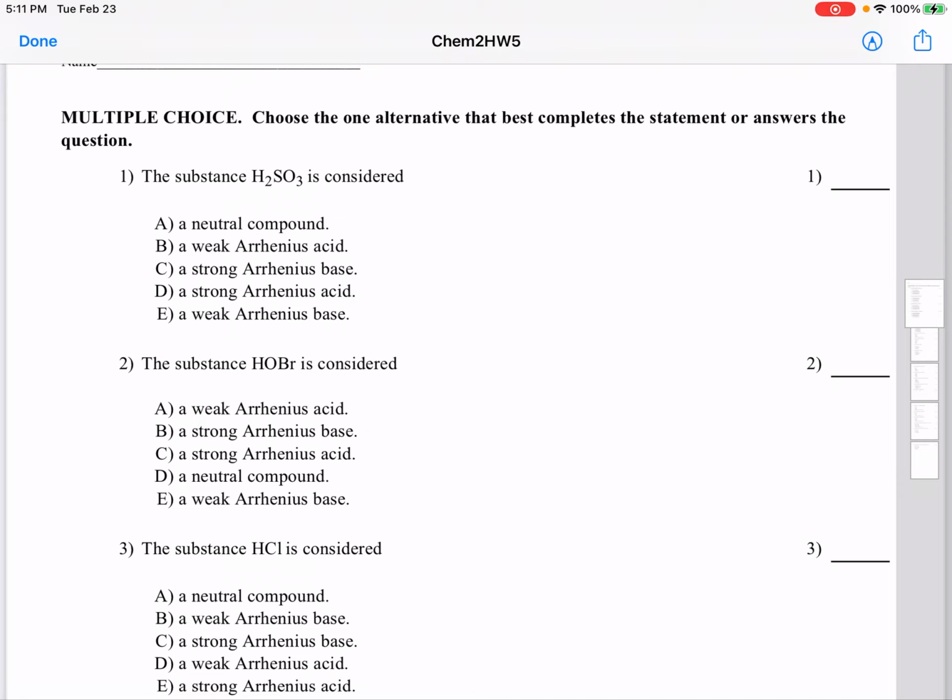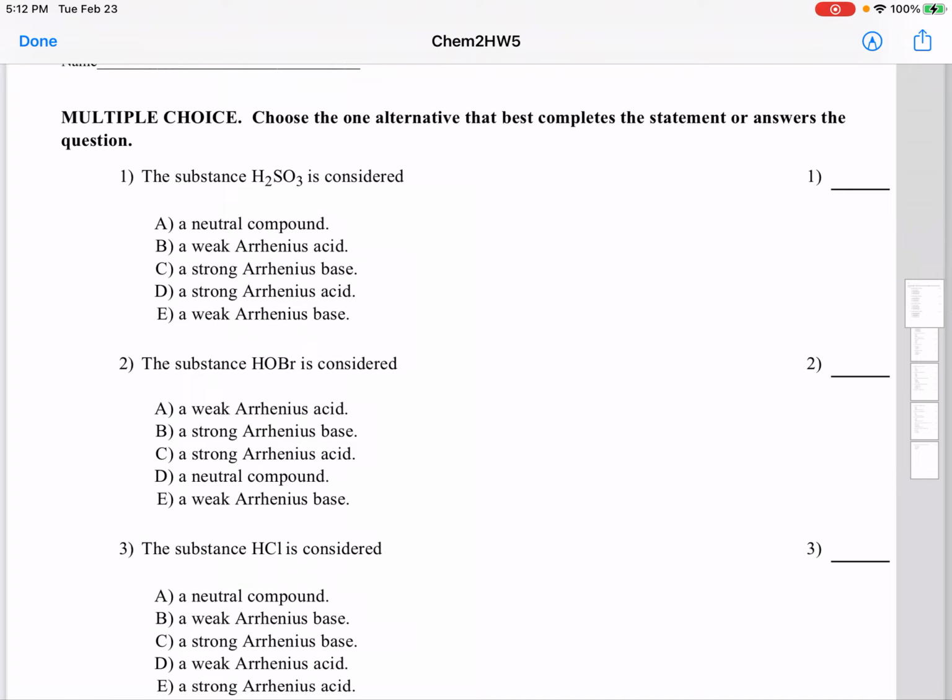And for the Bronsted-Lowry definition, an acid is something that can donate a hydrogen, and a base is something that can accept a hydrogen. And then for Lewis acid-base, a Lewis acid is something that can accept a lone pair of electrons, and a Lewis base is something that can donate a lone pair of electrons. So the Lewis definition doesn't talk about protons. It's just a lone pair, acceptance or donation.